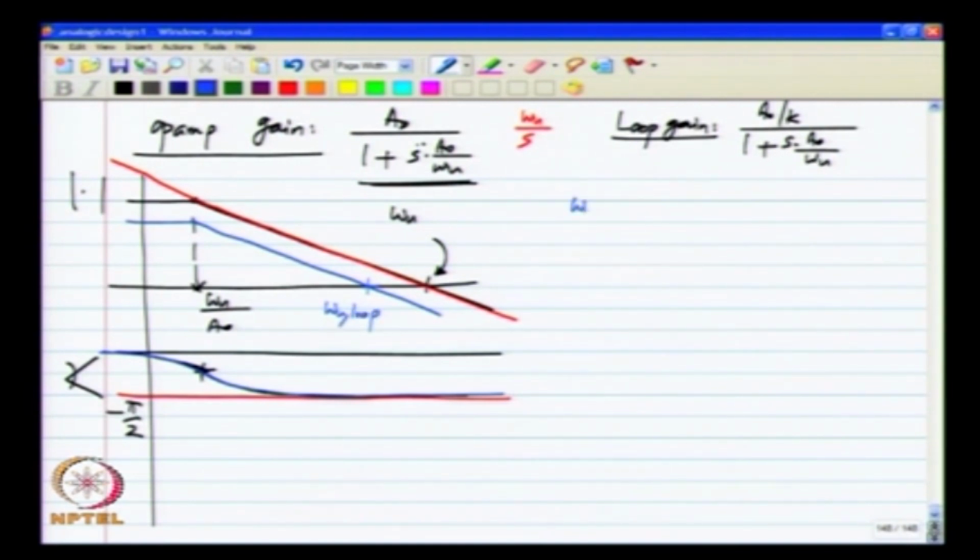So, omega u loop is where the magnitude of a naught by k divided by 1 plus s a naught by omega u becomes 1. Now, the reason I am worried about it, as I said, is we did a lot of hard work, a lot of analysis, and we do not want to have to redo everything if we can help it. So, we have to see what happens to all our conditions, etc., because of the DC gain.